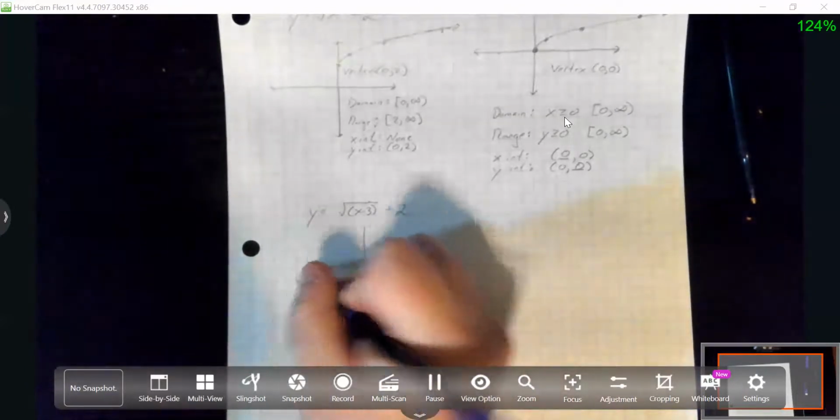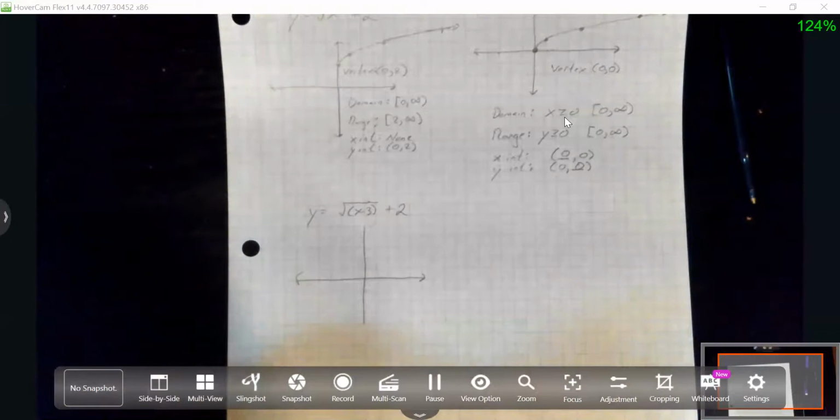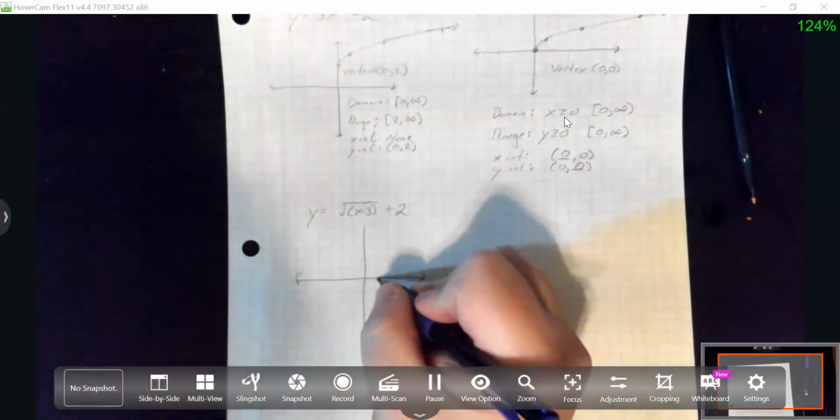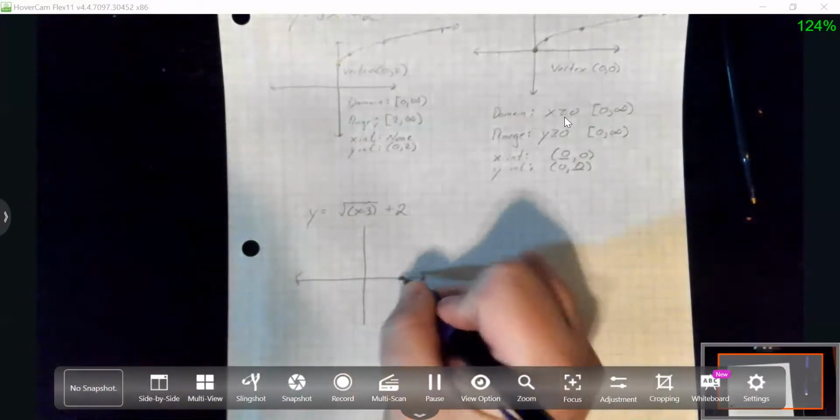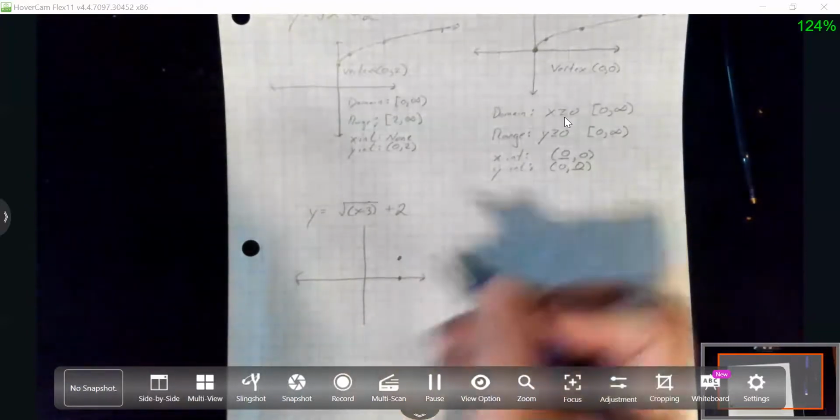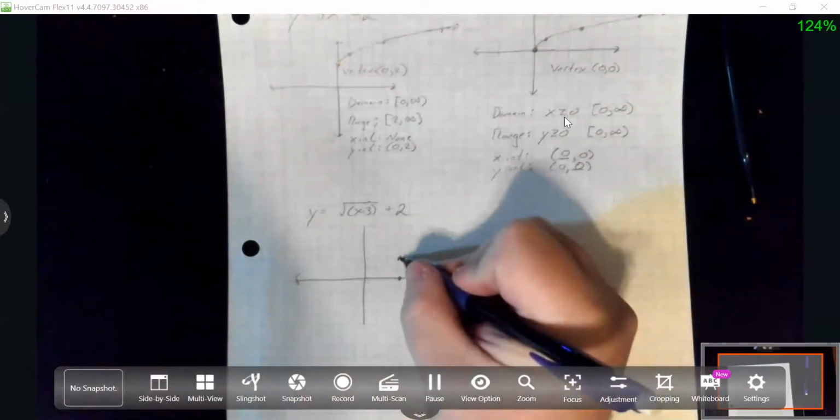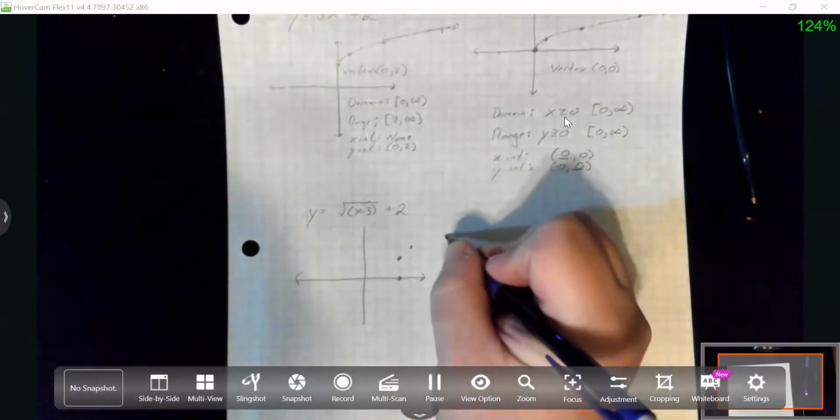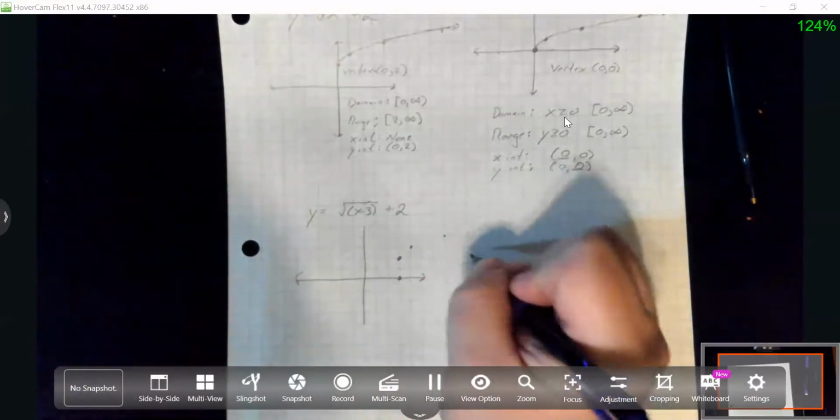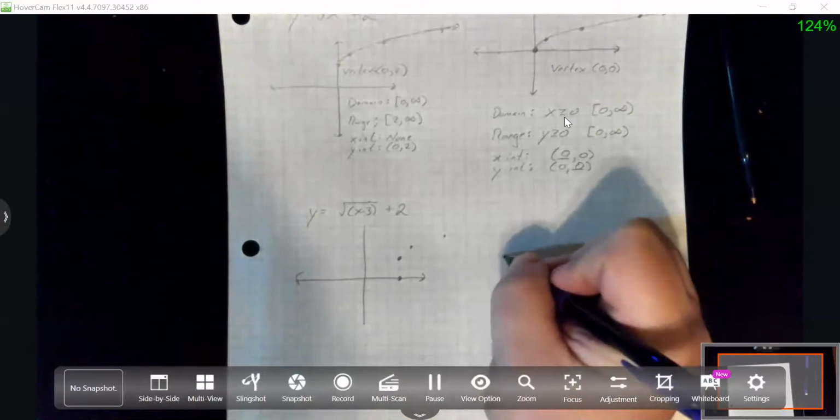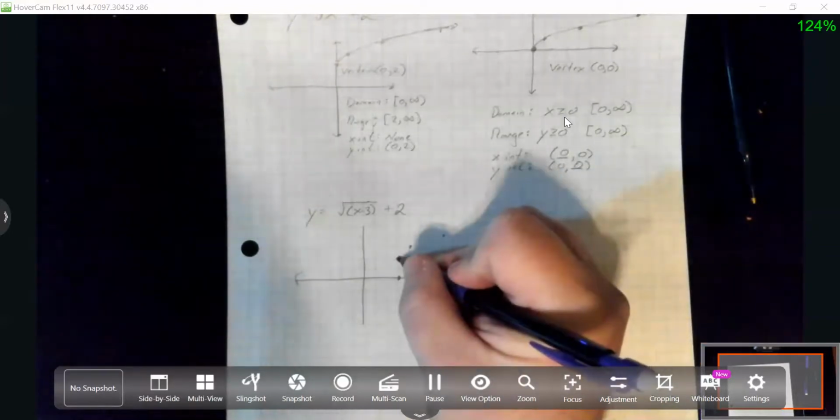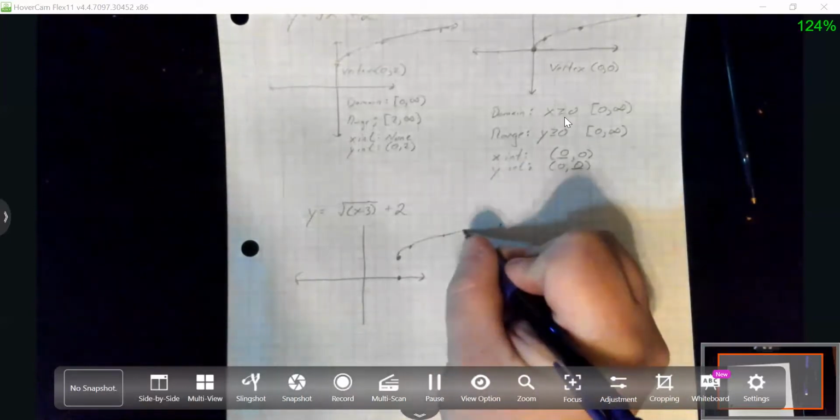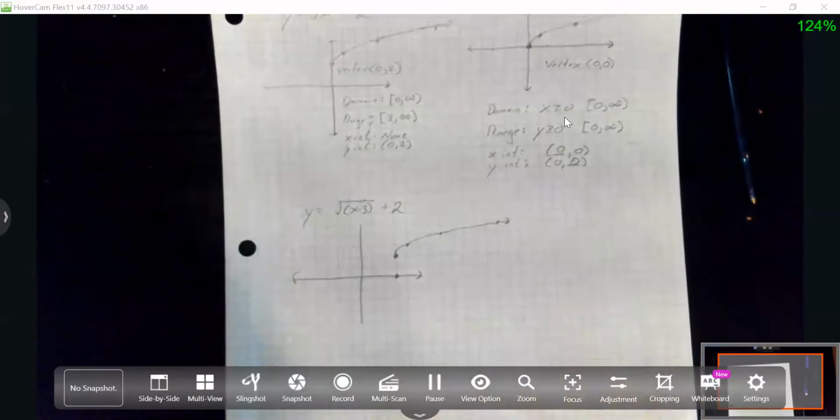And that minus 3 inside is going to do exactly what we've seen before. It's going to shift in the opposite direction, so this is going to be a shift right 3 units, and up 2 units. We're going to be starting right there. From this point, we're still going to go over 1 and up 1, over 4 and up 2, over 9 and up 3. And we still have that classic starting up and curving over, and we have this as our graph.